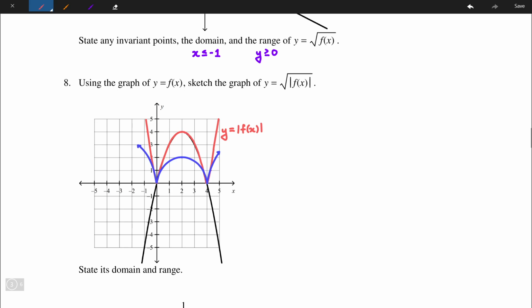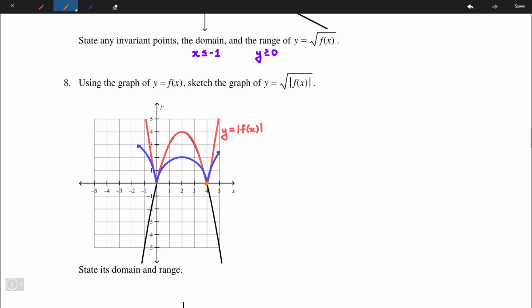So simply, this part of the graph is the same as the original function, as it has y values greater than 0. This part of the graph gets reflected, as all the negative values will become the positive equivalent. Likewise on the right hand side as well. So that's how we end up with the red graph of y equals the absolute value of f of x. From there, we simply take the square root of that function.